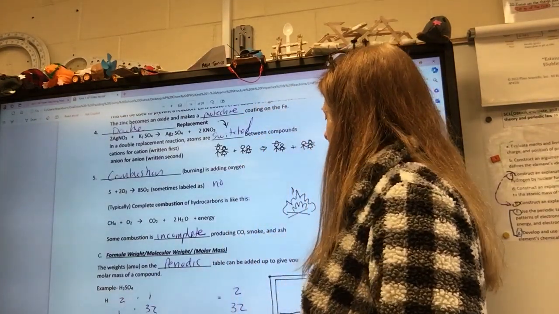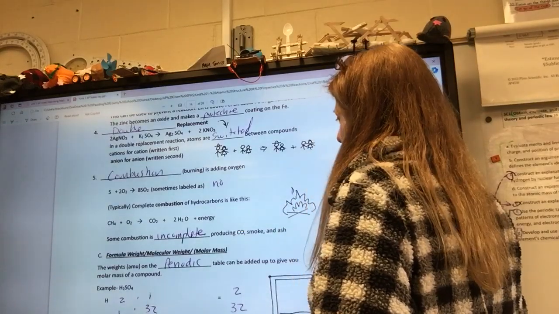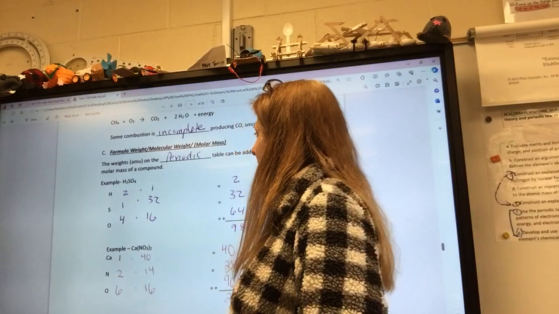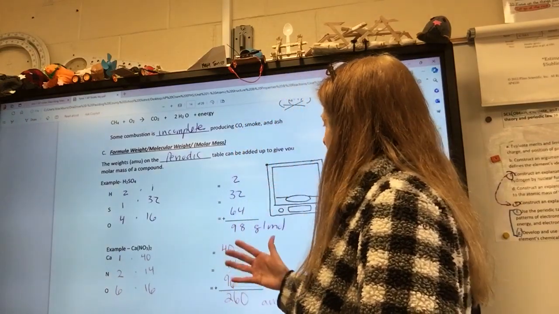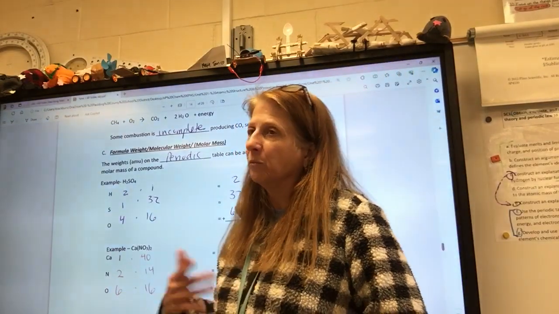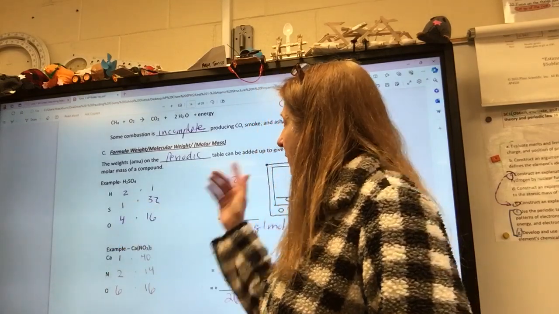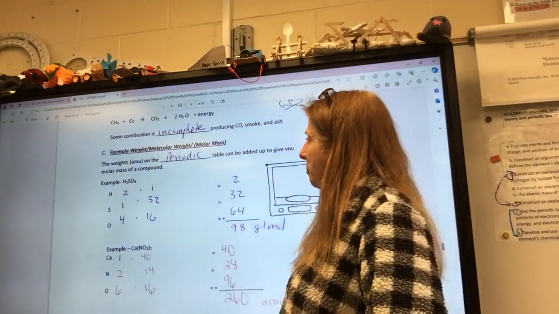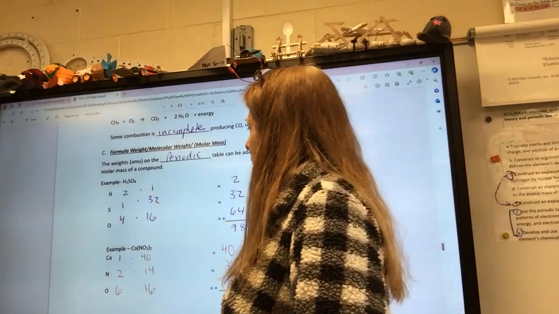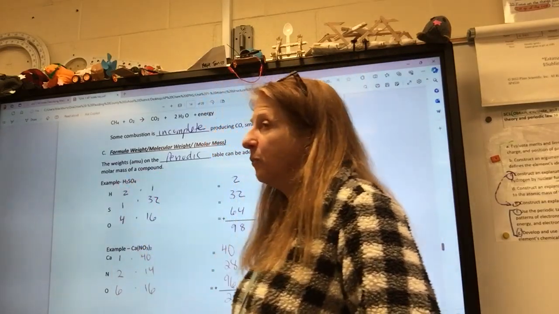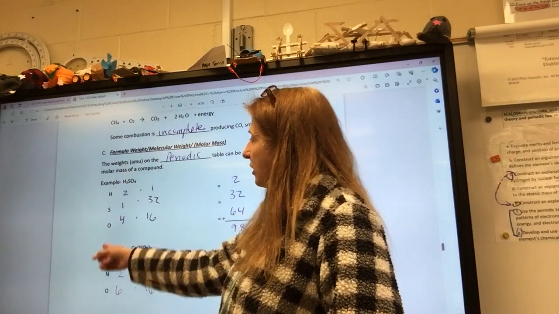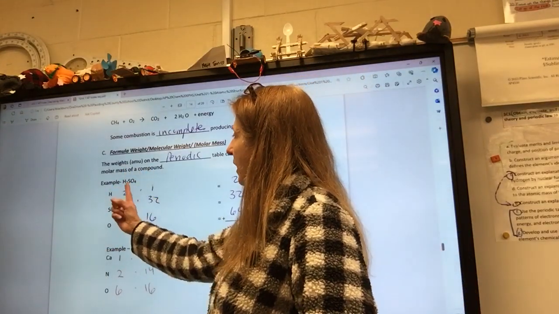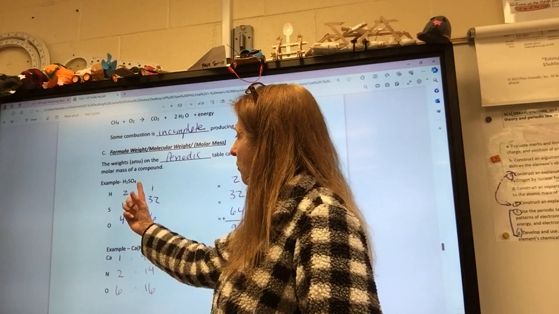Okay. All right, so that's incomplete combustion. Formula weight, molecular weight, molar mass, all the same thing. And so you have to add up the molar mass, and where we do that is we look at the periodic table. We look at those masses, the decimal number on the periodic table. So, for example, if we wanted the molar mass of H2SO4, you list your chemicals that make up the compound. You write how many you have. I have 2 hydrogens, 1 sulfur, 4 oxygens.